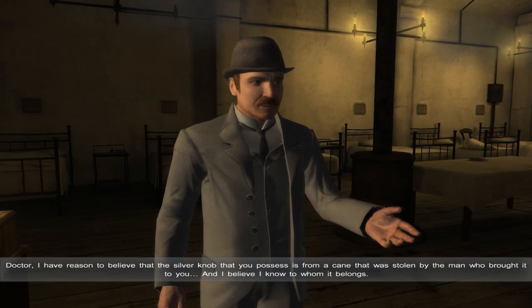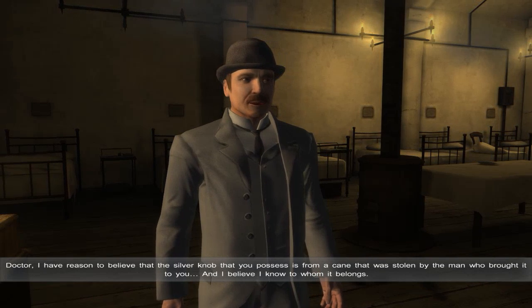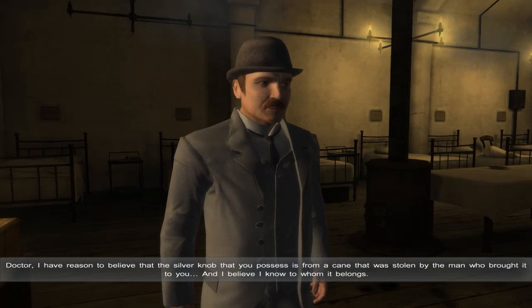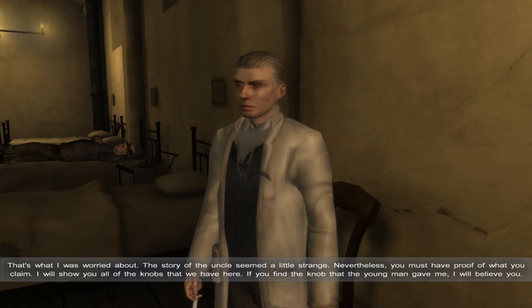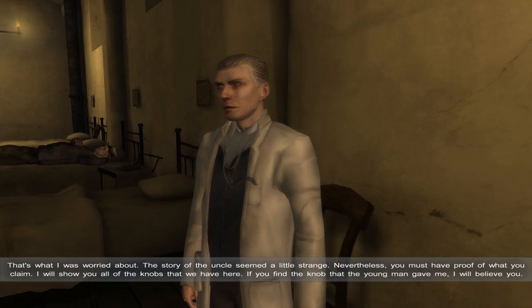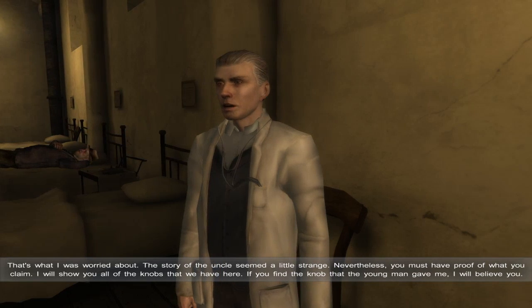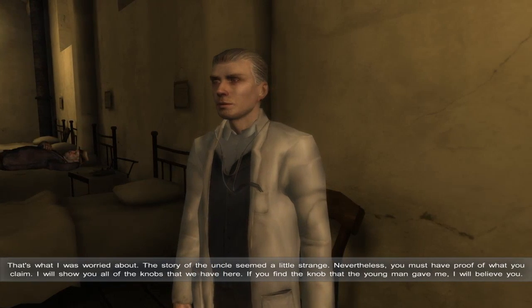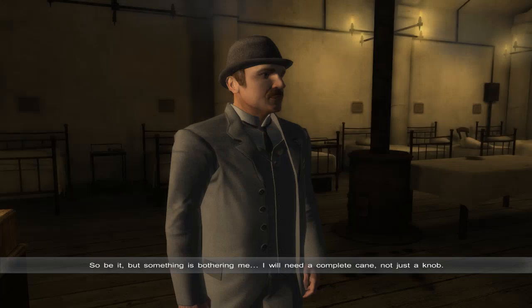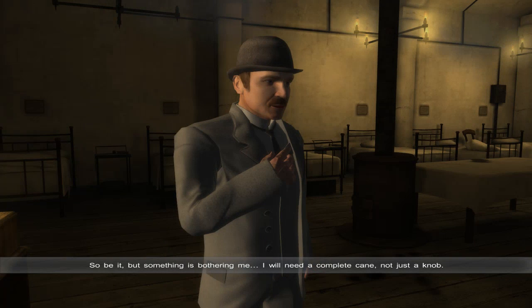Doctor, I have reason to believe that the silver knob that you possess is from a cane that was stolen by the man who brought it to you. And I believe I know to whom it belongs. That's what I was worried about. The story of the uncle seemed a little strange. Nevertheless, you must have proof of what you claim. I will show you all of the knobs that we have here. If you find the knob that the young man gave me, I will believe you. So be it, but something is bothering me. Well, I shall try.